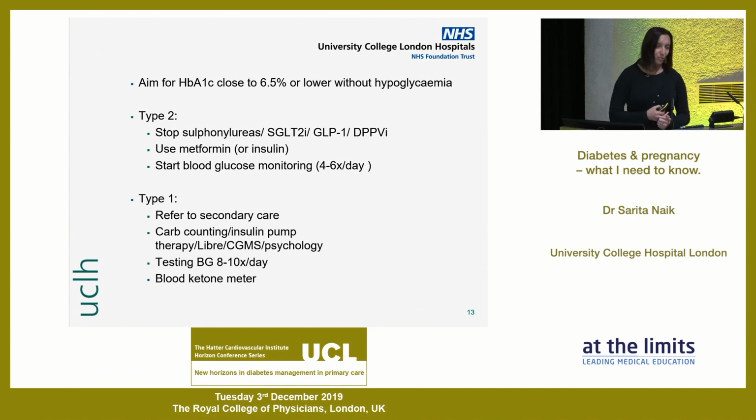We need to think about carbohydrate counting. We might transfer them onto insulin pump therapy. Of course, now we all have Freestyle Libras, which is really helping these women. Continuous glucose monitoring systems will be available for pregnant women from next April, but they might need psychological care as well. These women are going to be testing 8 to 10 times a day to try and get this right.